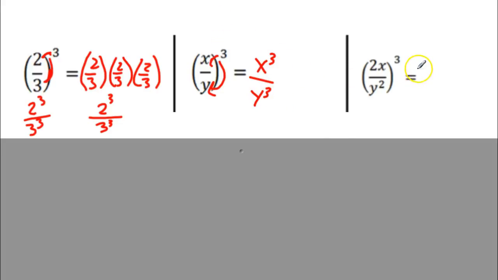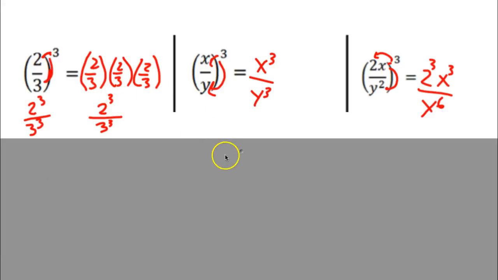All right, over here, same thing. But when I do it to the top, I need to do it to the 2 and the x. So this becomes 2 to the third power, x to the third power. And then on the bottom, I need to do that as well. y, 2 times 3, that's going to be y to the sixth power.